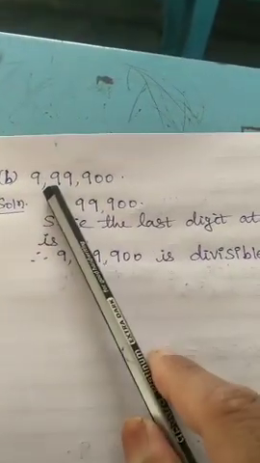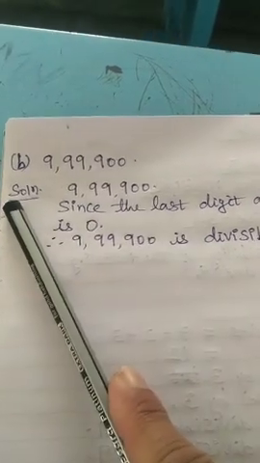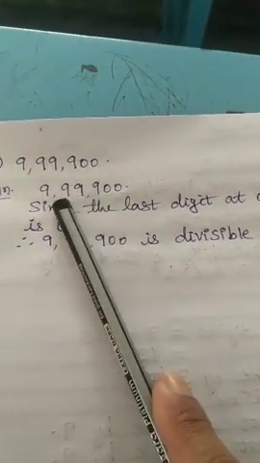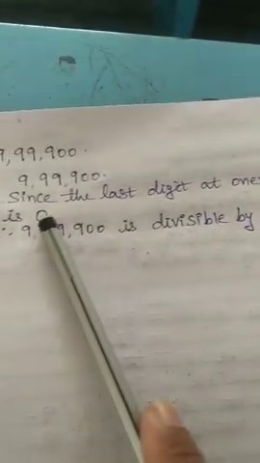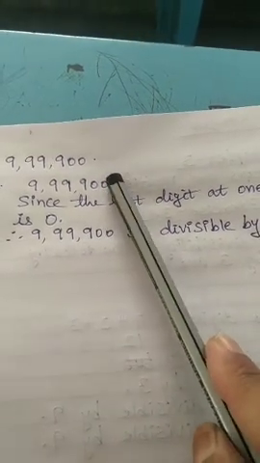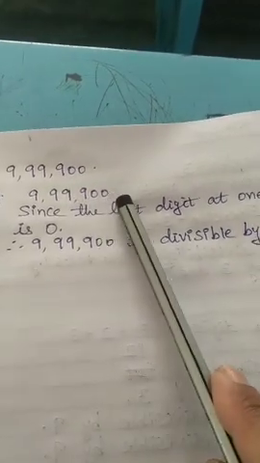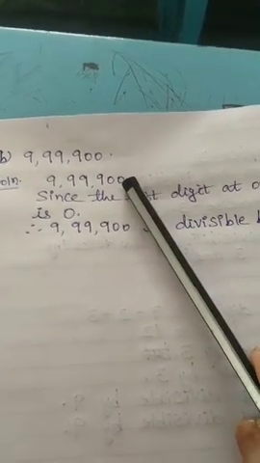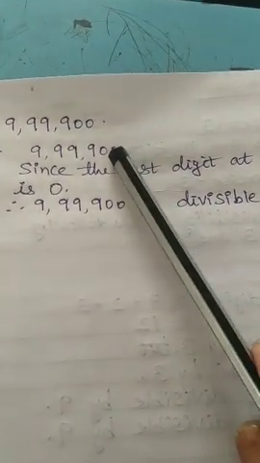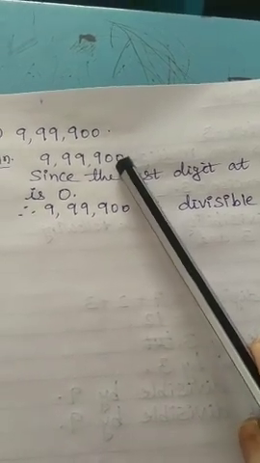One more in this 5 and 10 we'll see. B question, 9,99,900. Solution. Write again the given number 9,99,900. Since the last digit at ones place is 0, the given number is divisible by both 5 and 10. Because for 5, what is the rule? The digit at ones place must be 0 or 5. 0 is already there, so it is divisible by 5.